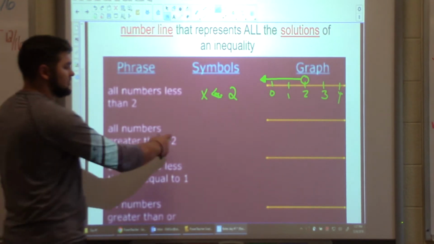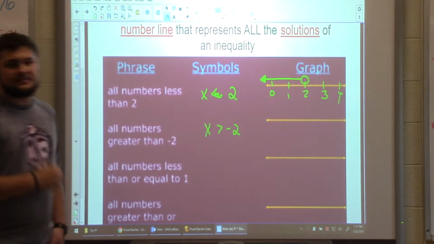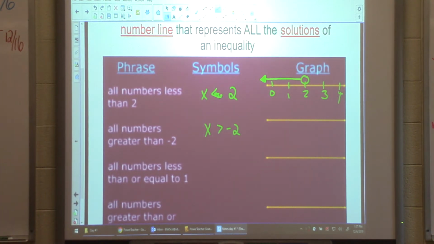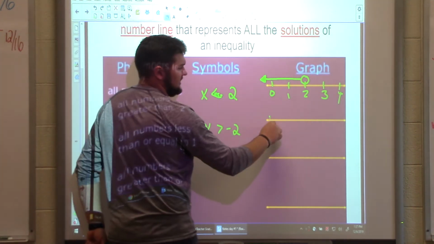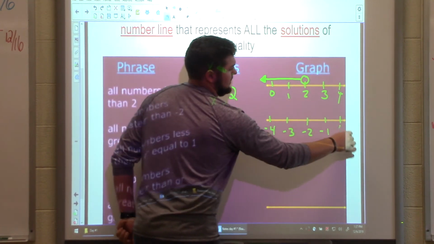All numbers greater than negative 2 would be X greater than negative 2. So I'm going to graph it. I'm going to start at, let's say, negative 4, negative 3, negative 2, negative 1, 0.